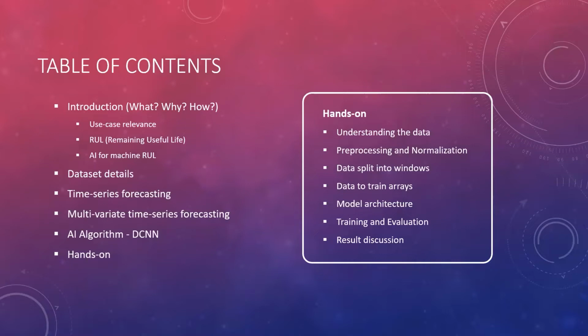So today's agenda is, first, we will look into the 3 important things about this specific use case. What exactly is the problem statement? Why is the specific problem statement relevant in the industry, and how can we actually solve it? So what, why, and how. Then we will look more into the specific use case itself, and a little bit about the data and what kind of data set we are going to use. And then multivariate time series forecasting after that. And then the AI algorithm that we are going to use, a little bit about that.